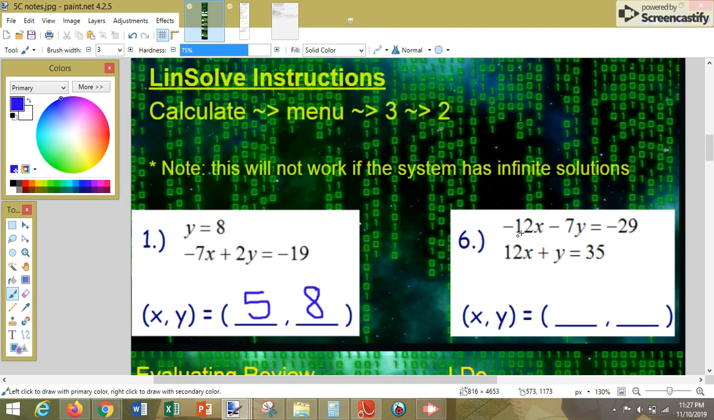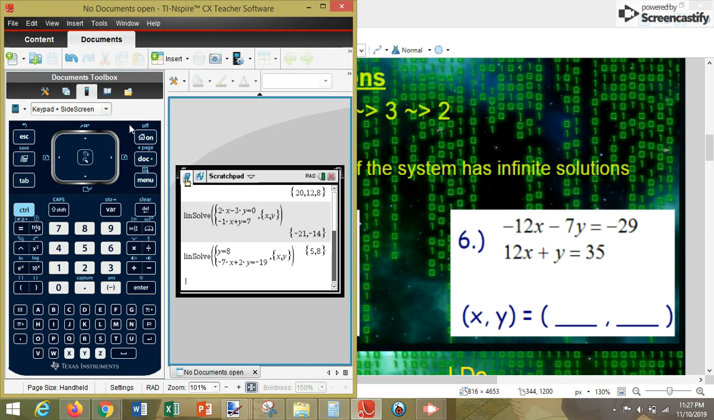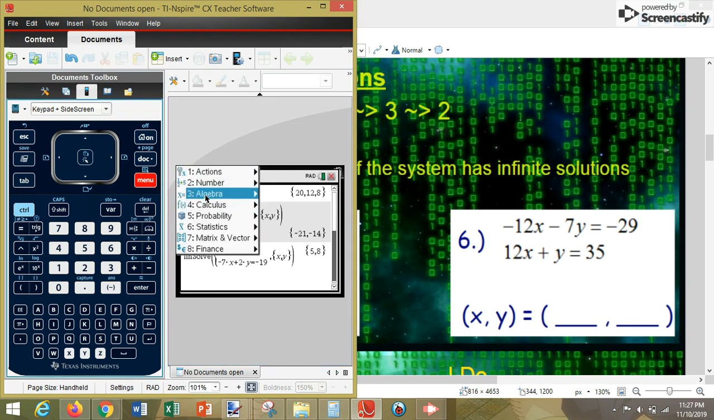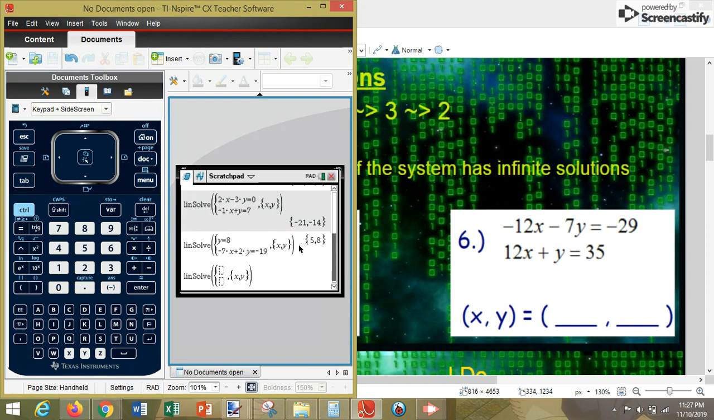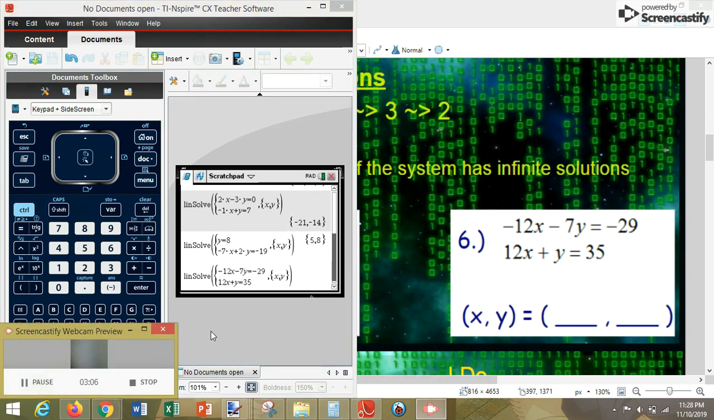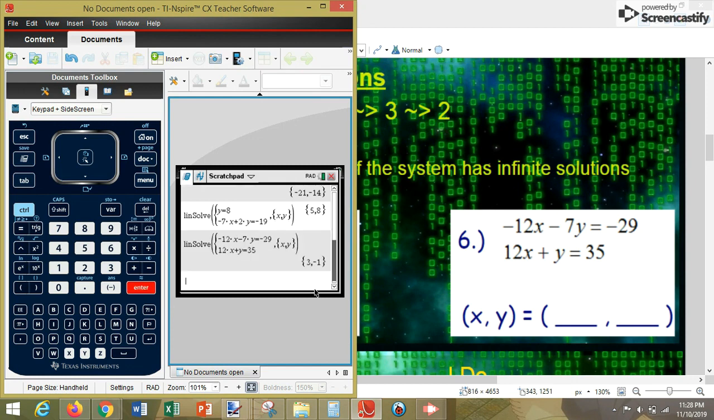Number 6: negative 12x minus 7y equals negative 29, and 12x plus y equals 35. To find it in the calculator, we do the same thing. Press Menu, 3, 2. There are two equations, press OK. Type the first equation into the first box, and the second equation into the second box. Double check to make sure everything looks exactly like the system on the page, and then press Enter.